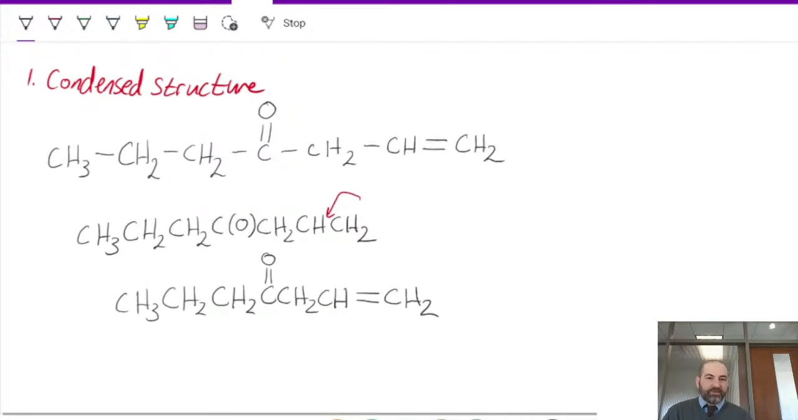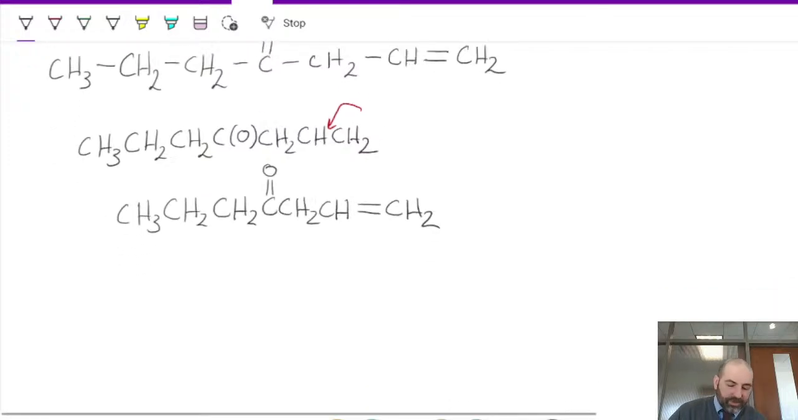So that said, these are all correct versions of what we could call a condensed structure. There's no absolute, this is a condensed structure and this is not. All of these are okay. So the idea is just to give yourself some help in drawing the structure more quickly.